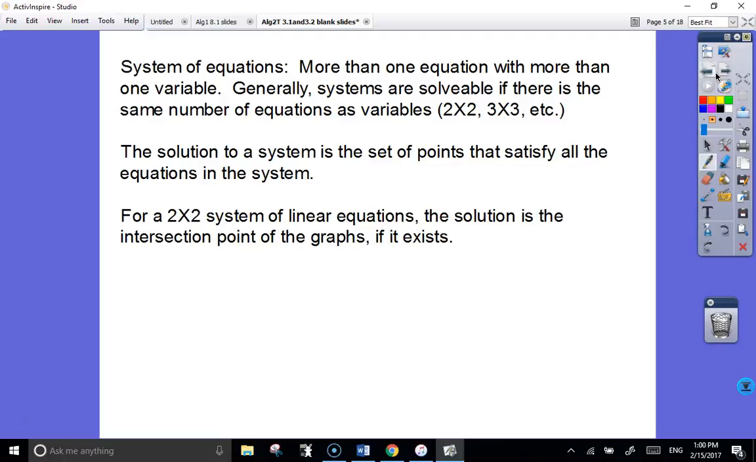For what we're doing here with the linear, if you can graph them and there's an intersection point, then it's just 1. But when you get into these nonlinear, then you've got more possibilities. Could be 2, could be 3, could be 4.